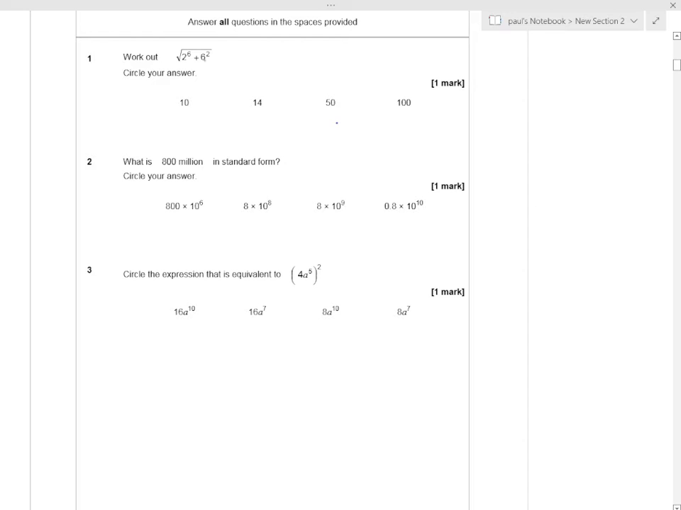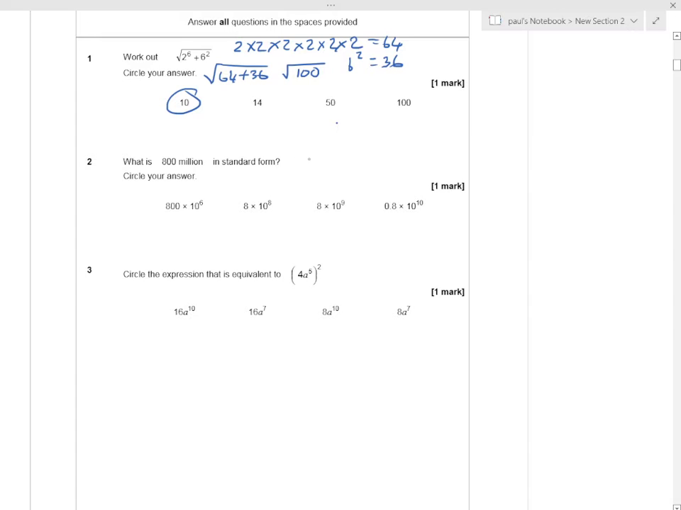Okay, 2 to the 6 plus 6 squared, square root. Well, 2 to the 6 is 2 times 2 times 2 times 2 times 2 times 2. How many times is that? 6. So 4, 8, 16, 32, 64. And 6 squared is 36. Now, if we're adding these two numbers, we've got 64 plus 36, all square rooted, which is the square root of 100, which equals 10.